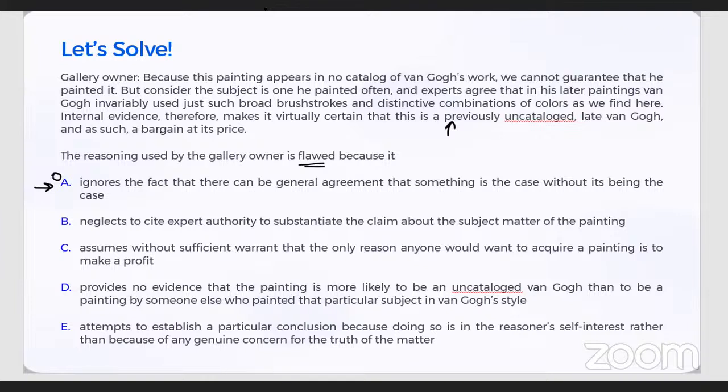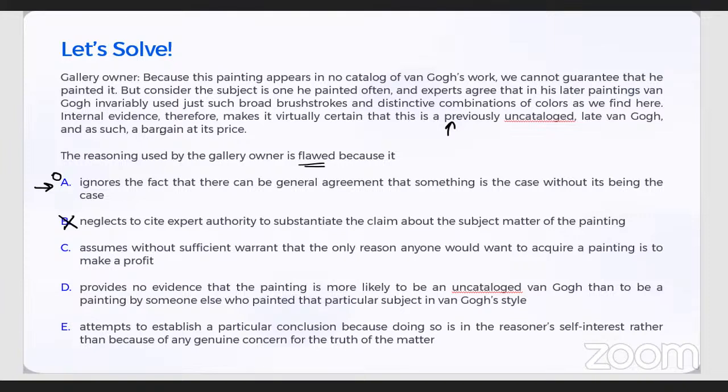But the gallery owner does not neglect expert authority. Can you see that? In fact, the gallery owner is explicitly saying that expert agreement is there about brush strokes and colors being consistent with Van Gogh's later style. So we can eliminate B because the gallery owner does refer to expert agreement. All right, so this is surely not the answer. I had a problem with eliminating A, but I have no problem with eliminating B.